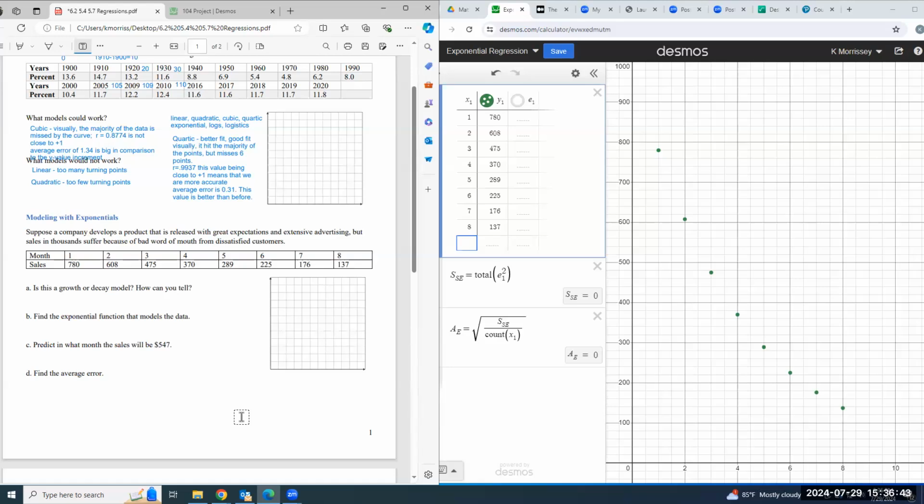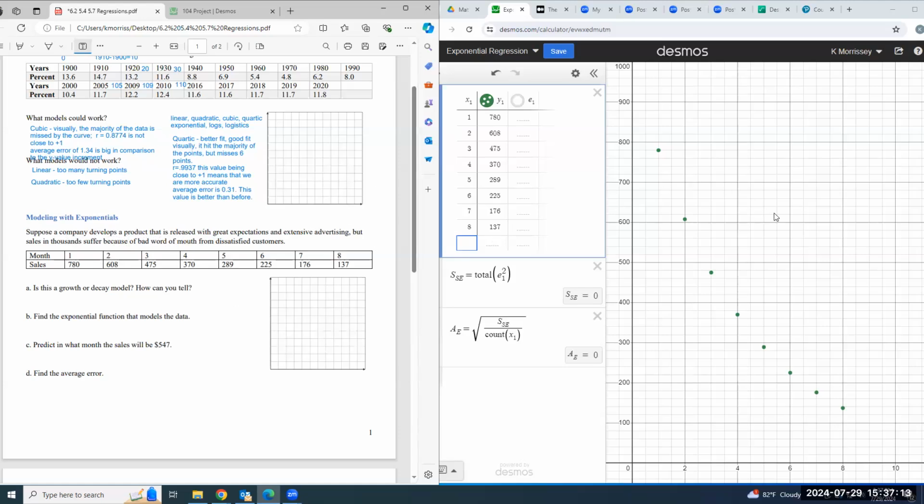So in our problem, it's telling us that we will be modeling with exponentials. So that is what we're going to be learning here today. So it says, suppose a company develops a product that is released with great expectations and expensive advertising, but sales in thousands suffer because of bad word of mouth and from dissatisfied customers. So here you'll notice that we have your month and your sales, which we have then put into your table. So if you haven't done that, I would definitely pause the video and start there.